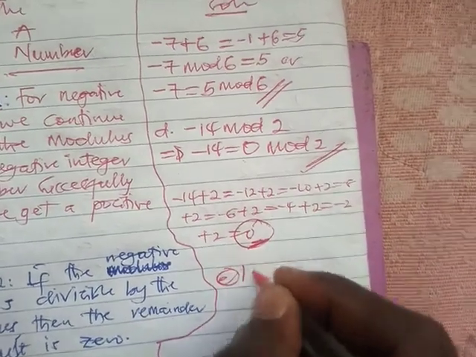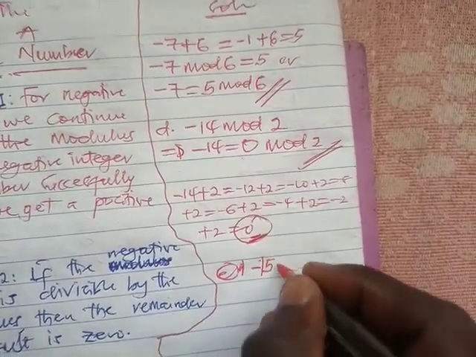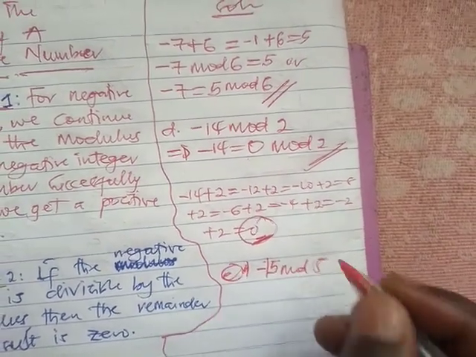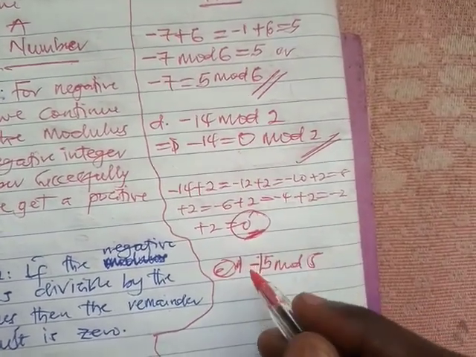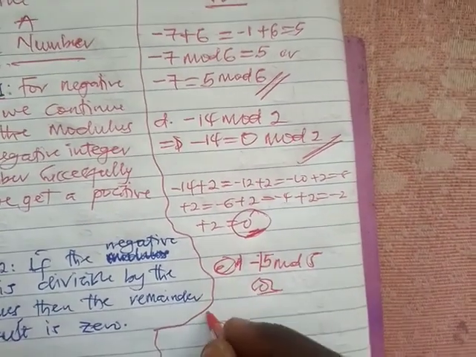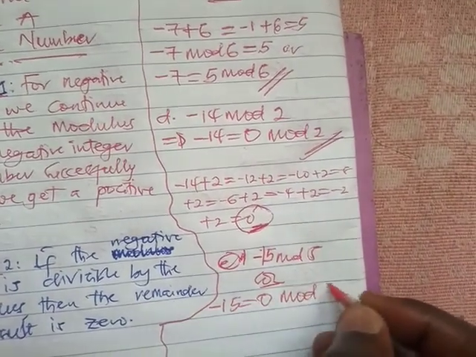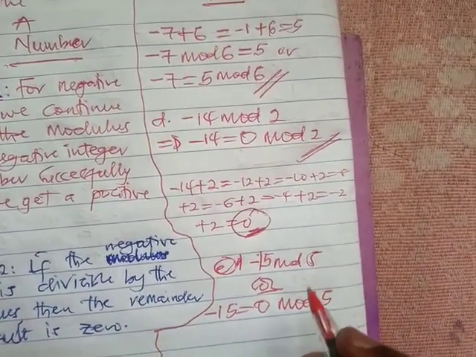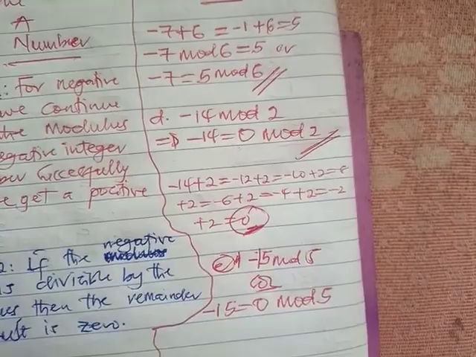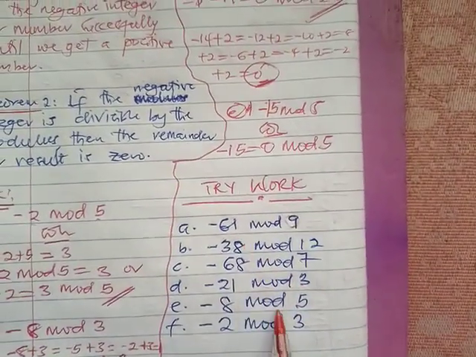The next problem, let's say -15 mod 5. Since 15 is divisible by 5, -15 is equal to 0 mod 5. So you can try your hands on these few problems.